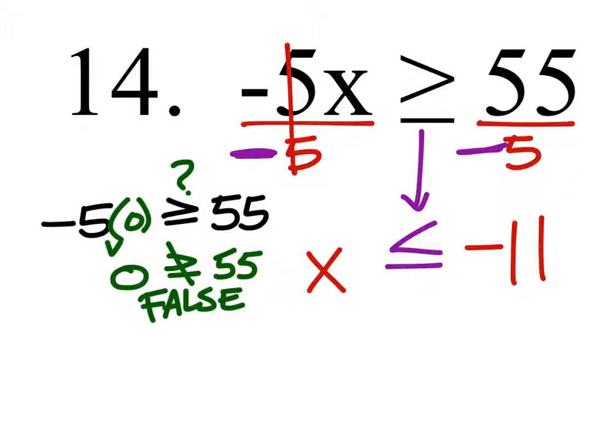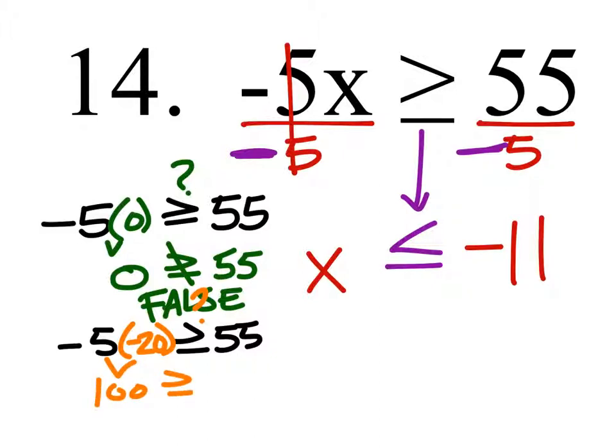So since that is a value that's greater than negative 11, all other values greater than negative 11 would be false. So let's try something that would make it true, or that we think would make it true. Something like, we'll say something less than negative 11, like negative 20. And then we will see if this is true. So negative 5 times negative 20 is positive 100, which is greater than or equal to 55. That's true.